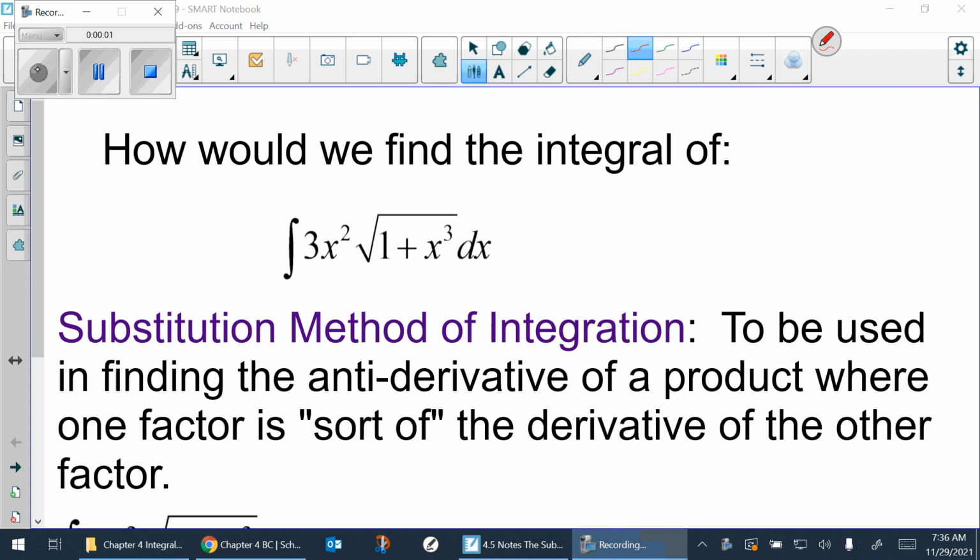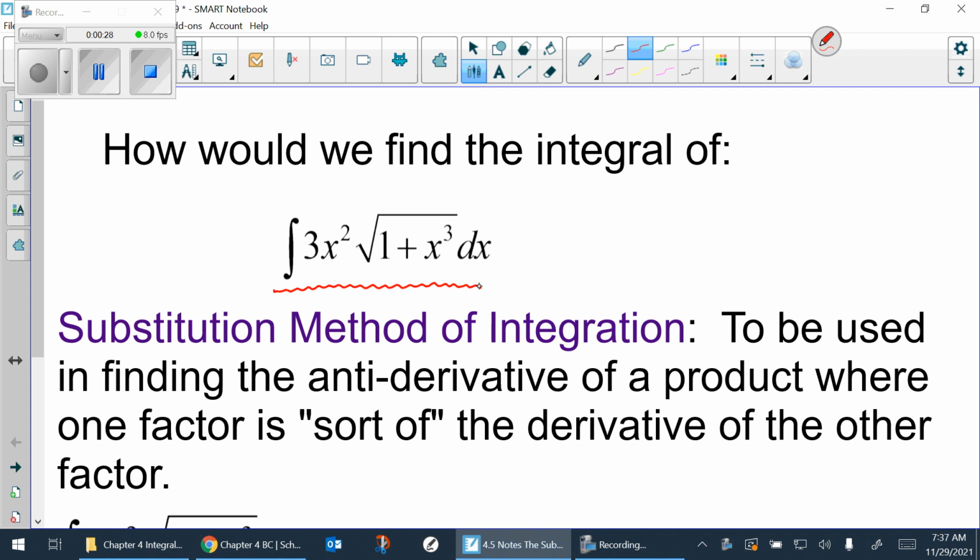The next topic in Chapter 4, Section 4.5, is integral substitution. Now let's say we are faced with an integral, like we've got right here. And it's kind of like, I'd like to use something called product rule with the integrals, but there is no such thing. How am I going to find the integral of this?